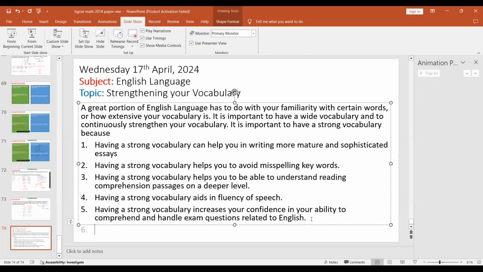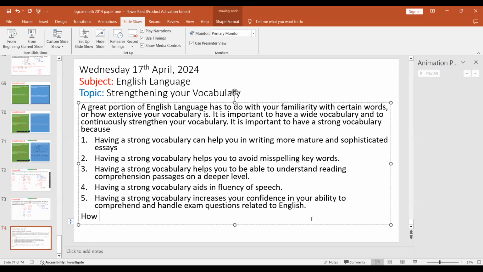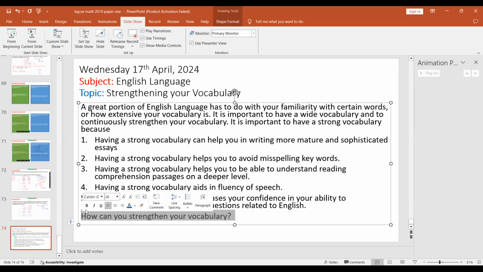Okay, so how can an individual strengthen their vocabulary? What are some ways that you could strengthen your vocabulary? How could you get better in that? Reading books. Okay. So one way, who said that?